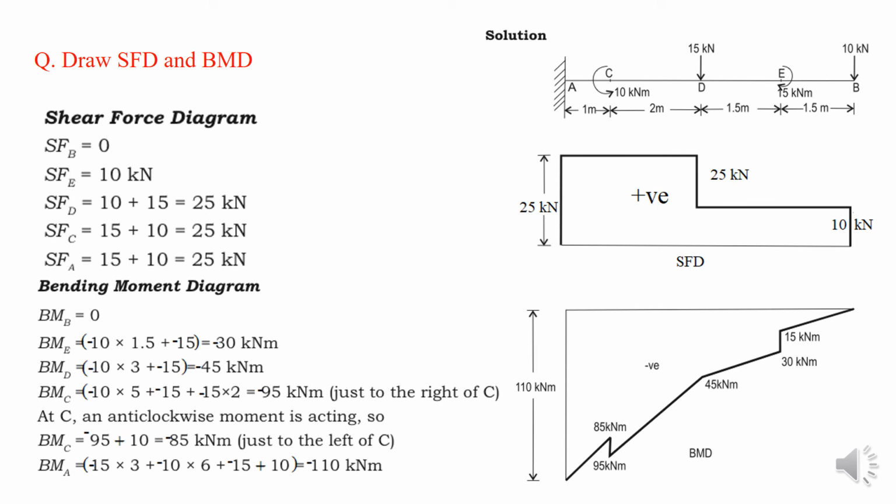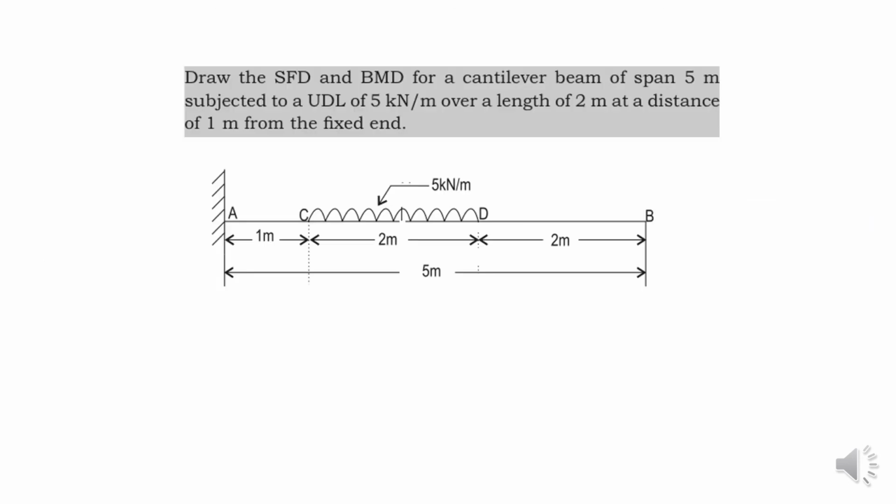Okay. So moving on to the next problem. Draw the SFD and BMD for the cantilever beam of span 5 meter subjected to a UDL of 5 kilonewton per meter over a length of 2 meter at a distance of 1 meter from the fixed end. Okay, so here you can see a cantilever beam which is carrying a UDL of intensity 5 kilonewton per meter for a length of 2 meter.